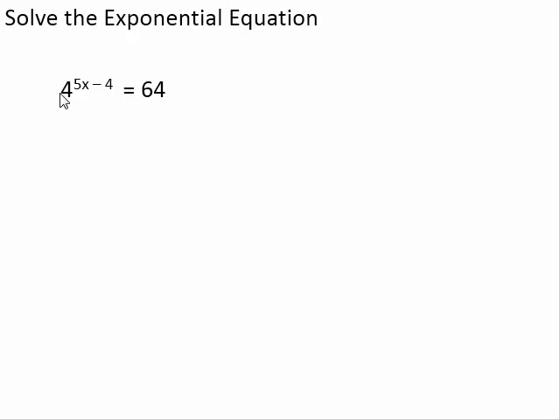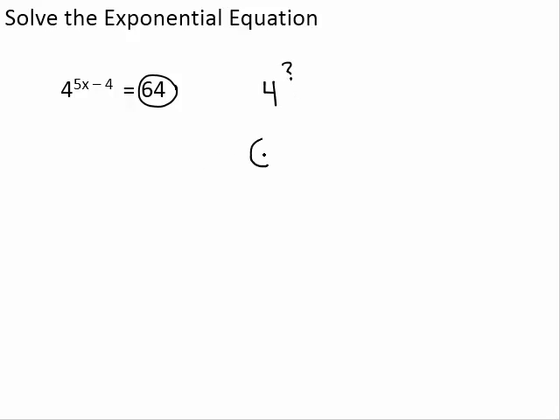In this video, we're going to take a look at solving exponential equations where you have an exponential on one side and a number on the other. The goal is going to be to have both sides have the exact same base. In this case, the base we want is a 4. So we need to figure out how to turn 64, if possible, into 4 to some number.